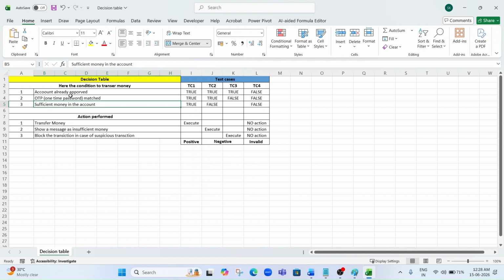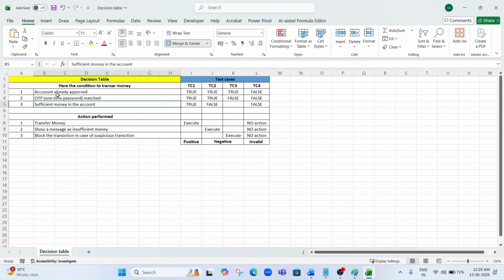So for these conditions for transferring money, what action will be performed? Transfer money, show a message that there is insufficient money, or block the transaction in case of suspicious transaction. If an illegal thing happens with the account, like some hacker or other person using it, then this third action will be performed. In that case, I have created test case 1, test case 2, test case 3, test case 4.